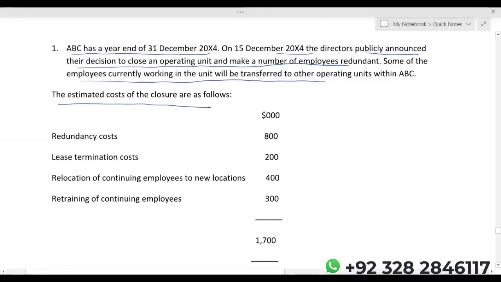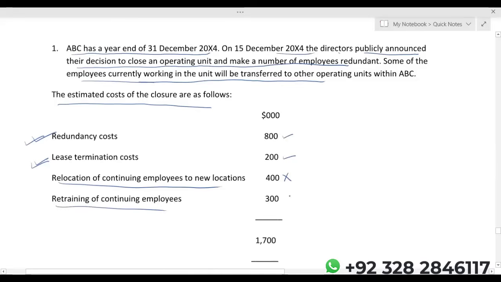The estimated costs of closure are as follows. Redundancy costs, yes. Actually, the provision of closure, or you can say the provision of restructuring, will have only the cost which is the result of restructuring. So obviously redundancy costs we will bear because of the restructuring, so it will be a part of the provision. Lease termination, of course, if I'm going to terminate this contract because of the closure, so I'll take that also to the provision. Relocating continuing employees to the new location cannot be a part of closure because it's just an ongoing activity. You're just relocating employees from one place to another place. It cannot be a part of provision.